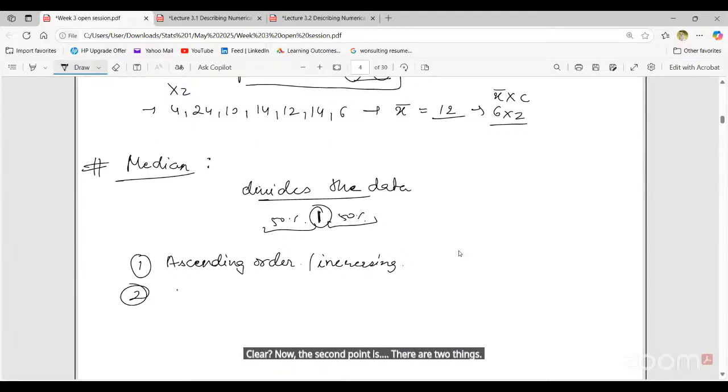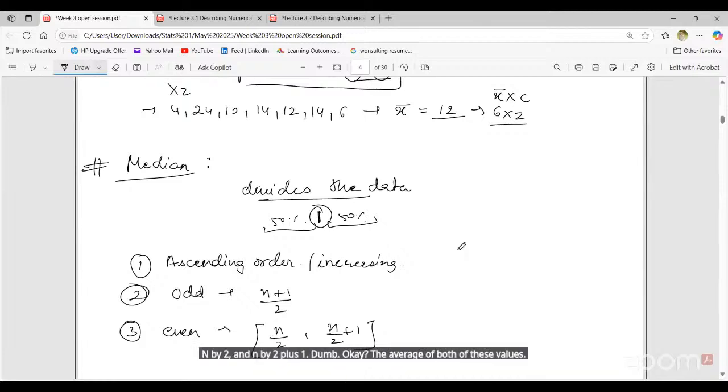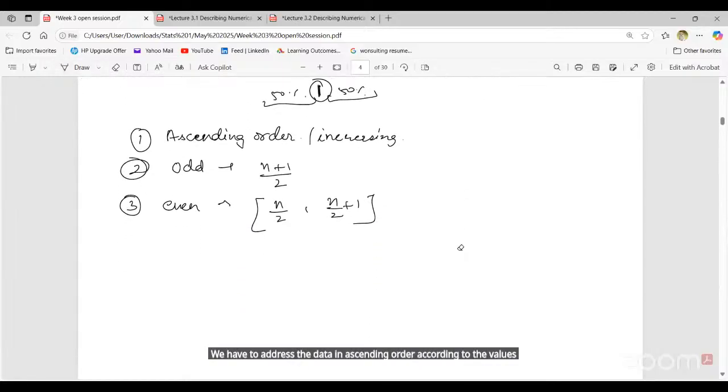Now, the second point is, there are two things. If my data is odd, then my median would be the (n plus 1) by 2 term. And the third thing is, if my data is even, then my median would be the average of the n by 2 and n by 2 plus 1 term. The average of both of these values. Got the point? We have to arrange the data in ascending order according to the values and not the frequencies.